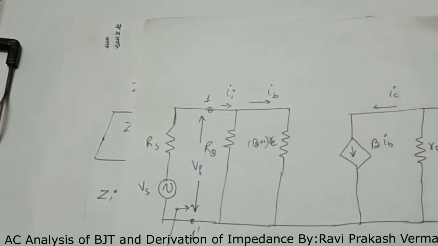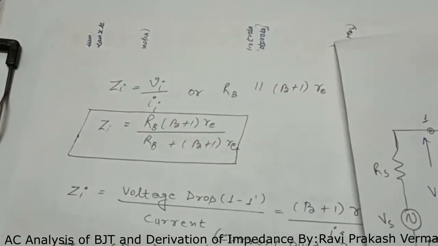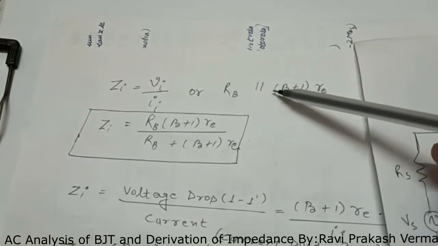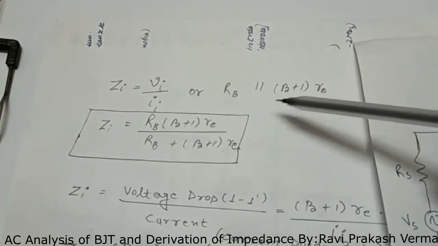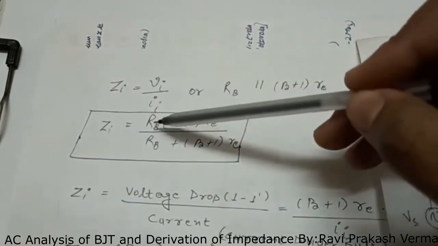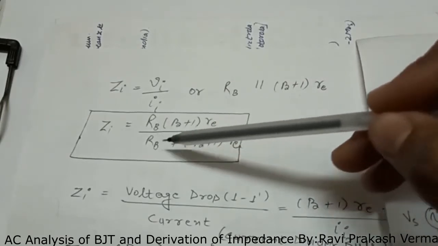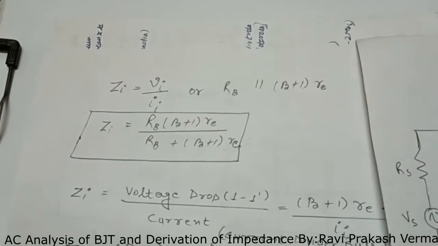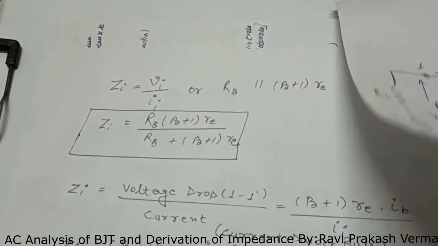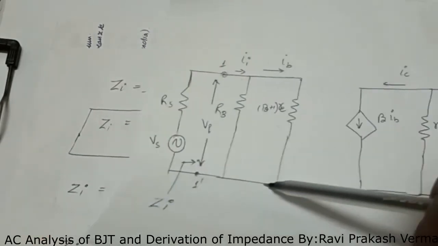We can directly find out this input impedance. These two are in parallel, so we will get this expression Rb parallel (beta plus 1) Re. By solving this we will get the expression Rb times (beta plus 1) Re upon Rb plus (beta plus 1) Re. There is another method from which we can get the input impedance.